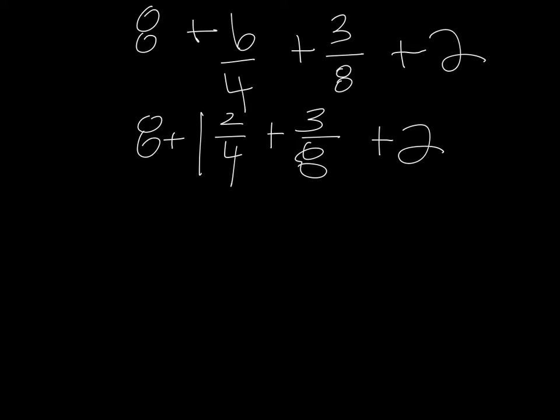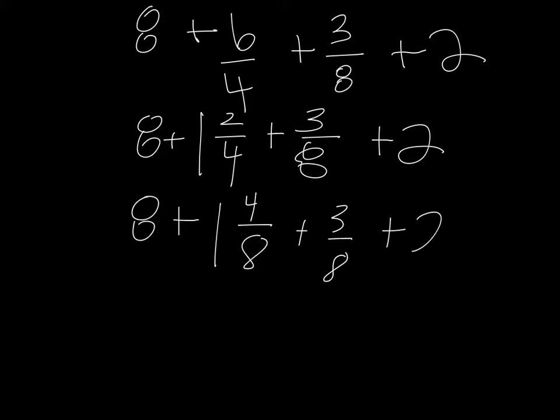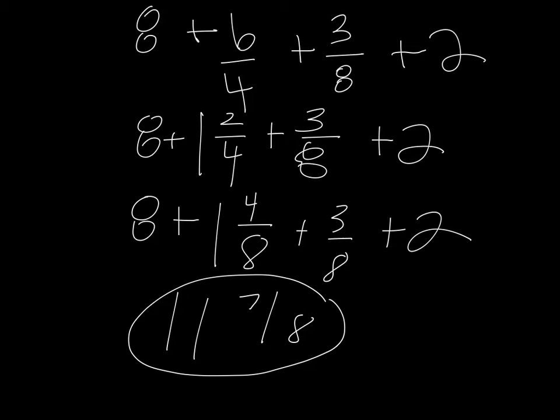And now when adding fractions, I know that I have to find a common denominator between 4 and 8, which I know is 8. So I'm going to go ahead and do 8 plus 1 4/8 plus 3/8 plus 2. I'm going to add my whole numbers together, which gives me 11. And then I know that 4/8 plus 3/8 is 7/8. Okay, on to strategy number 2.